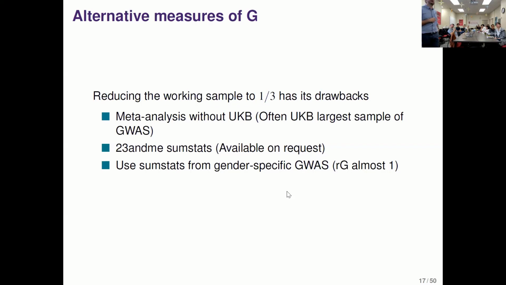So we thought one way could be to work with summary statistics without the UK Biobank. We have them for the fertility phenotypes, but often the UK Biobank is the largest sample of the GWAS, in particular for things like age of first sex.